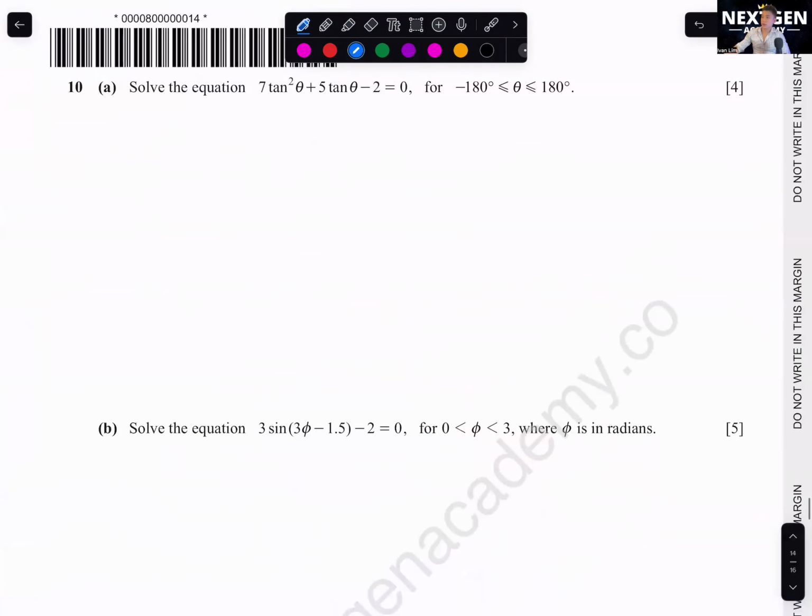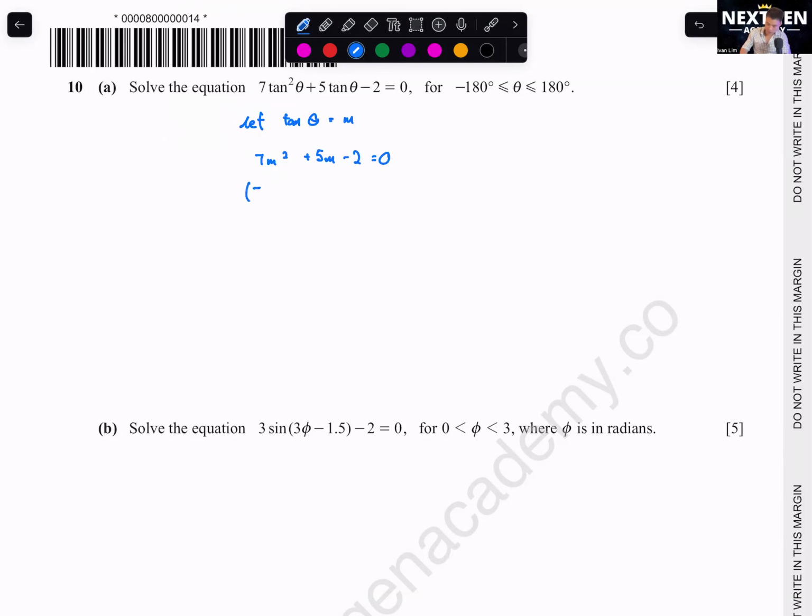Question 10. Solve the equation 7 tangent squared theta plus 5 tangent theta minus 2 equals 0 from minus 180 to 180. This is a 4-mark question. This one will definitely be in paper 2. First, we have to identify that this is a quadratic equation. So you can simplify it first by letting tangent theta equal m. So 7m squared plus 5m minus 2 equals 0.